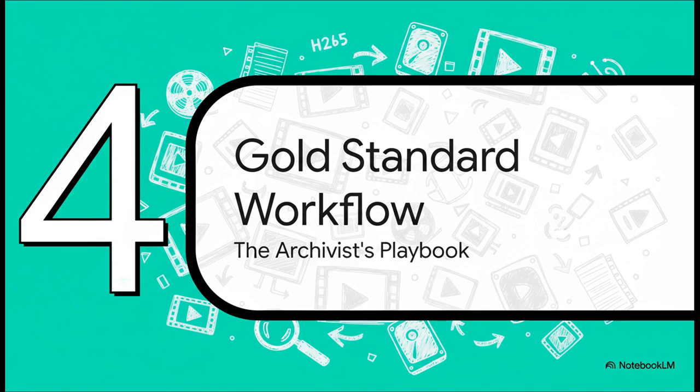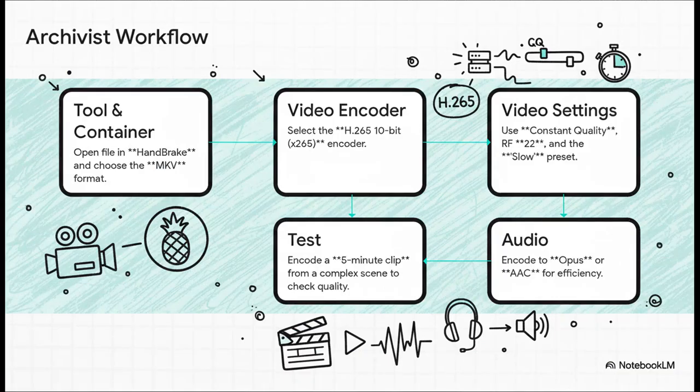So now let's put everything we've learned together. I'm going to give you the definitive step-by-step workflow, the archivist's playbook. This is it. This is your gold standard. Write this down, screenshot it, whatever you need to do. We're using HandBrake, the flexible MKV container, and that super efficient H.265 codec. And the most important part? Constant quality with an RF of 22 and the slow preset.